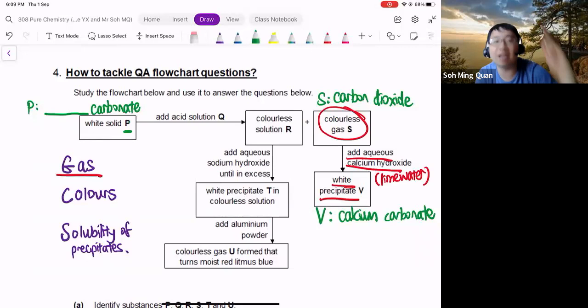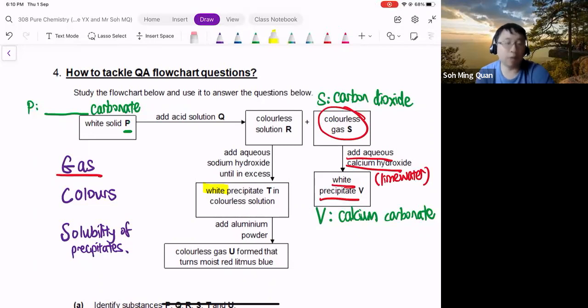C, color. Gas, then color. What's the color? It's white. So white tells you what? White tells you that it's not iron 2, not iron 3, not copper 2, right? Because these ions that I just mentioned won't be white.